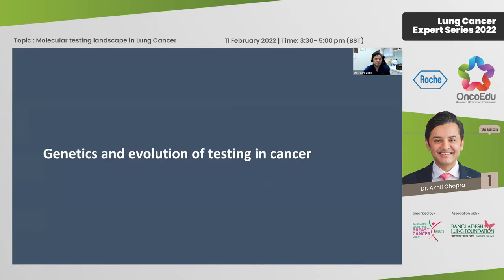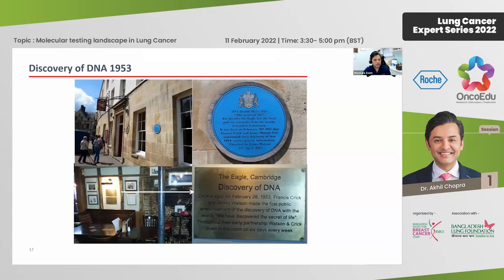So I will move to the next portion of my talk, which is genetics and evolution of genetic testing in cancer. You can't talk about genetics without going back to 1953 with the discovery of DNA. This is attributed to Francis Crick and James Watson, who announced on February 28, 1953, that they had discovered the secret of life. They basically elucidated the DNA function and how genetic information was stored by the DNA, and they received a Nobel Prize for this.